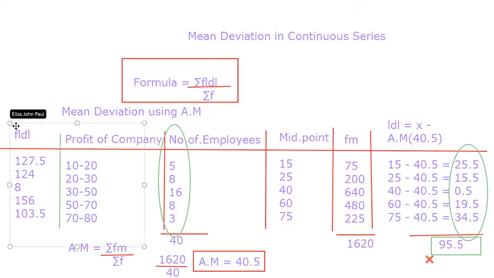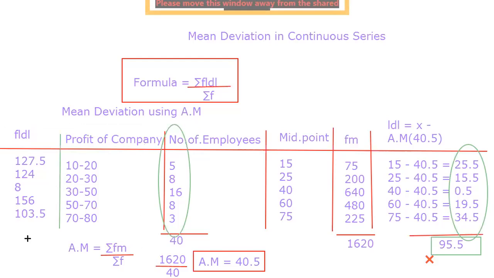So this is sigma f deviation. Now we are about to find sigma f deviation. So what is sigma of deviation? We need to add all the values: 127.5 plus 124 plus 8 plus 156 plus 103.5. So what is sigma of deviation?